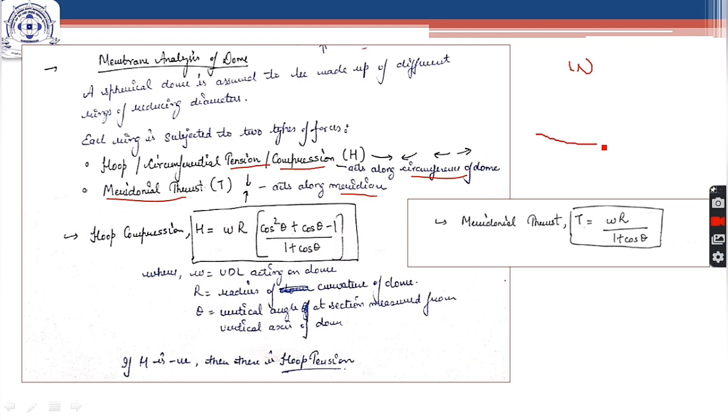So this will be the circumferential force and this will be the meridional force. So this is the formula for hoop force or circumferential force and meridional force. Okay, so the hoop force is calculated as H is equal to W R cos square theta plus cos theta minus 1 upon 1 plus cos theta, and meridional force is calculated as W R upon 1 plus cos theta. Here W is the vertical load acting on the dome, R is the radius of curvature of the dome.